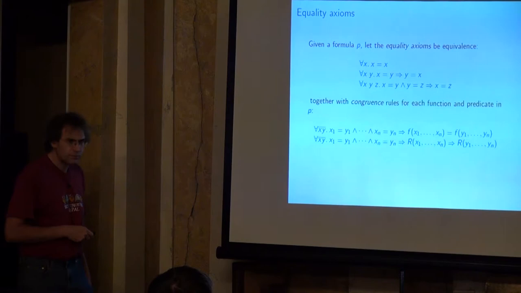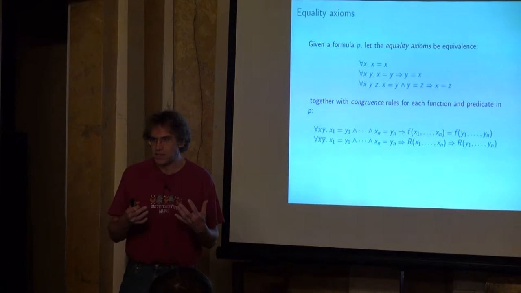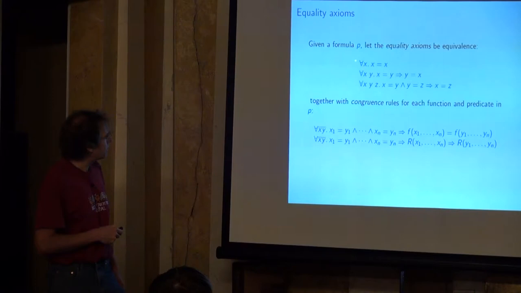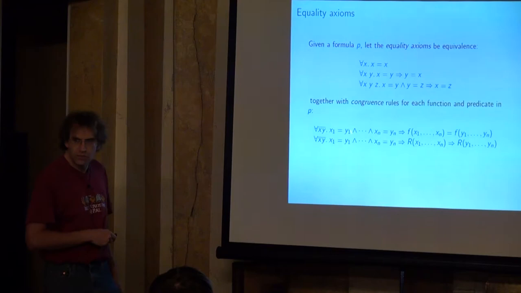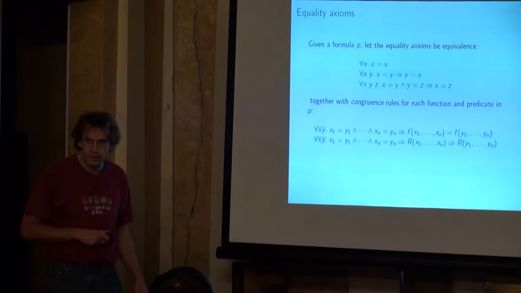So basically, if you have a first order formula and you want to test it with equality and you want to test it for validity with respect to normal models, you just test that formula together with these three things and instances of these for every relation or predicate, function or relation symbol that appears in the formula. So that's kind of a crude approach, but it works.